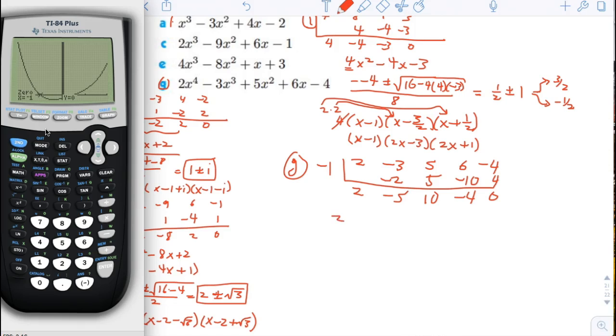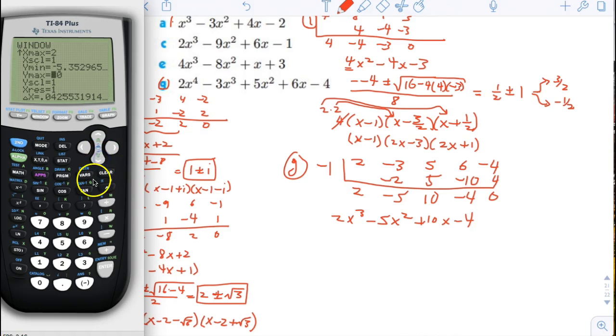Okay, so we got 2x cubed minus 5x squared plus 10x minus 4. Actually, there's one more real root here. It looks like it's at 1/2. Let's try to find that one. Second calc, zero. One thing I'm going to do is change the window, because it's a little bit hard to see what's going on. I'm going to change the y max to +5 instead of 60. That'll improve it.